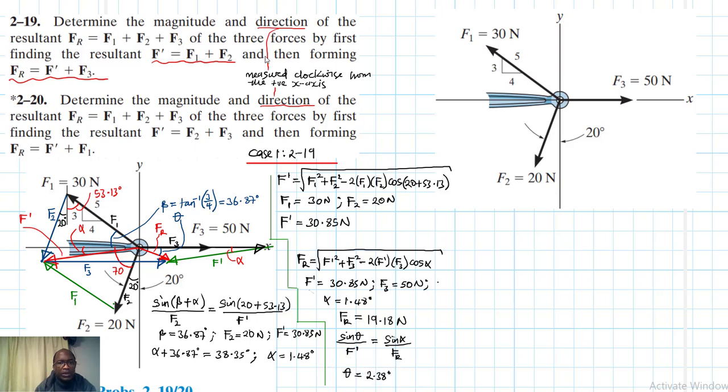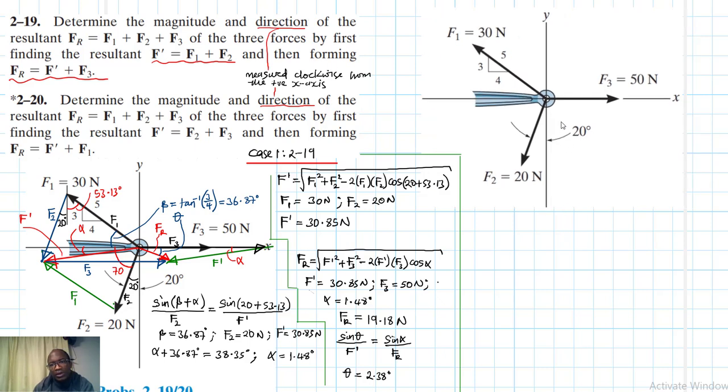So this again is measured clockwise from the positive x-axis. All right, so we are done with the first case. Let's move to the second case. Let me create a boundary here. Great, so let's draw again here. In the second case, when you look at the two vectors 20 and 50, we expect the other one to be a little bit longer.